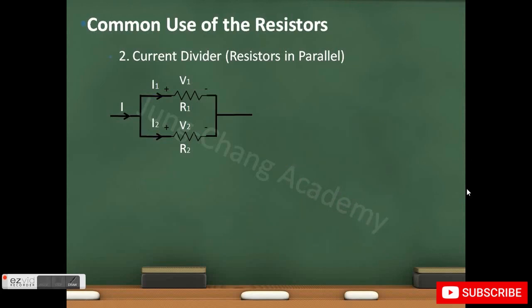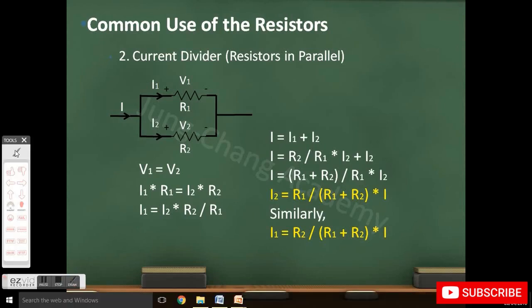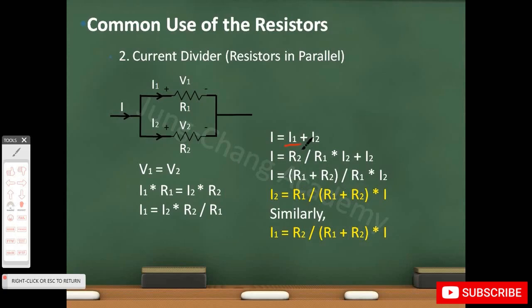Now with the same example, let's look at each current I1 and I2 in terms of the total current I. Since V1 equals V2, and V1 is just I1 R1, V2 is just I2 R2, we can write I1 in terms of I2 like this. And because we know that the total current is I1 plus I2, if we substitute this equation into here, we'll get I equals this.